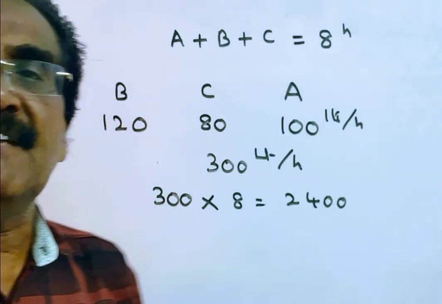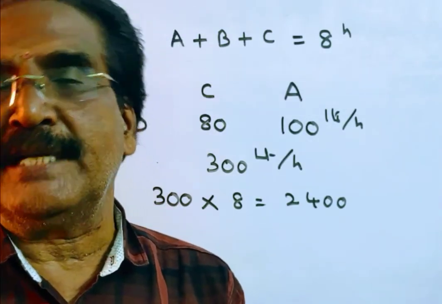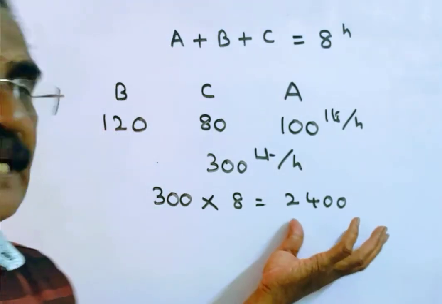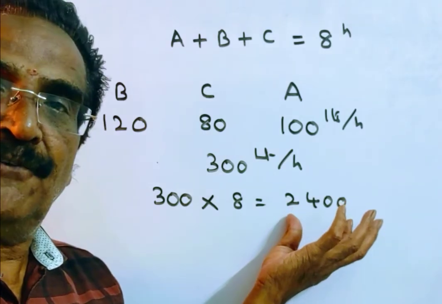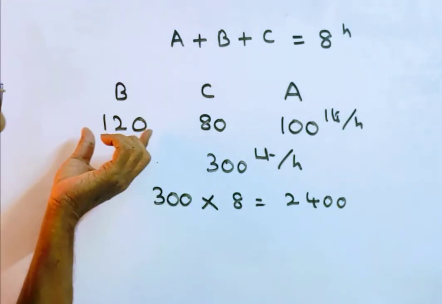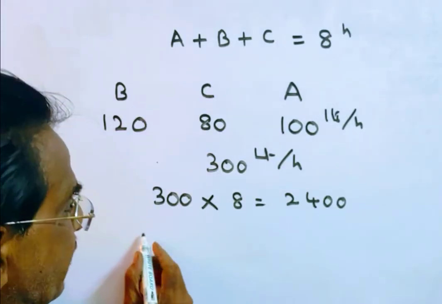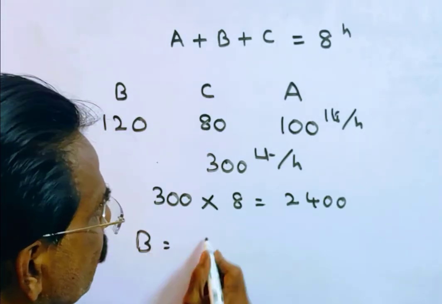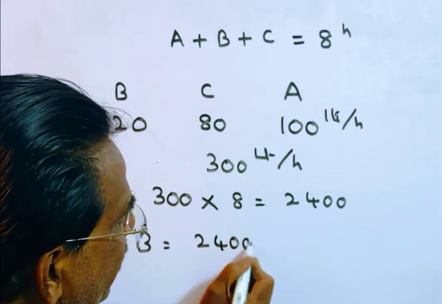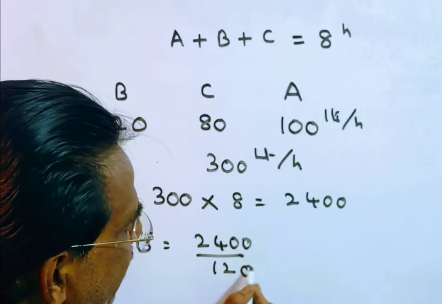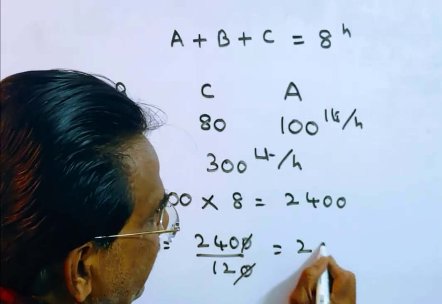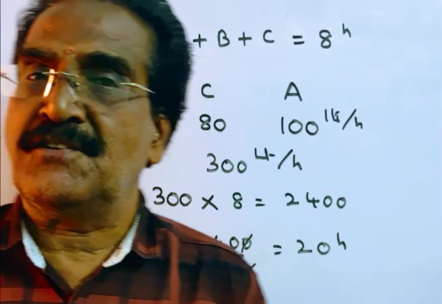Now, in how many hours can pipe B alone fill the tank? Total capacity of the tank is 2400 liters. Pipe B can fill 120 liters per hour. So, the time taken by B is equal to 2400 by 120. This is equal to 20 hours, friends. 20 hours is your answer.